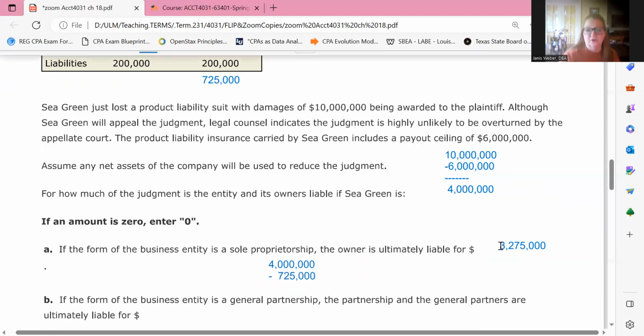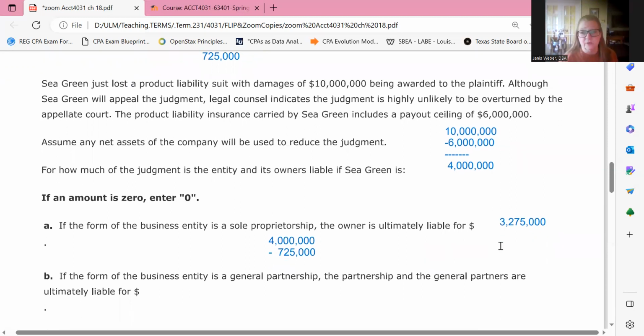And that's how they got back to the $3,275,000. If it's a proprietorship, they owe for it. So unless they are independently wealthy, and quite substantially so, they're probably going to have to file bankruptcy, right? Because not everybody has $3,275,000 extra just sitting around.